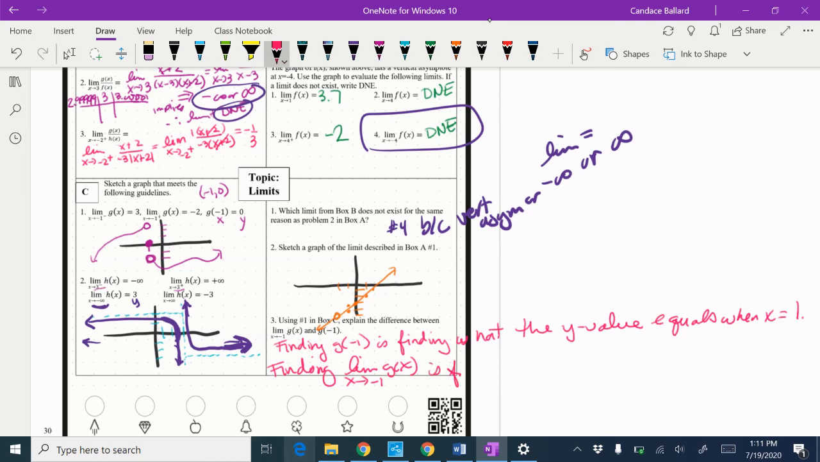is finding what the y value approaches, not is equal to, but approaches as the x value approaches -1.